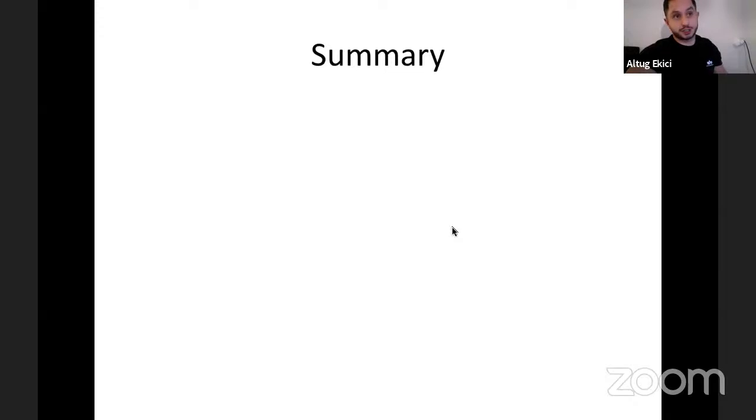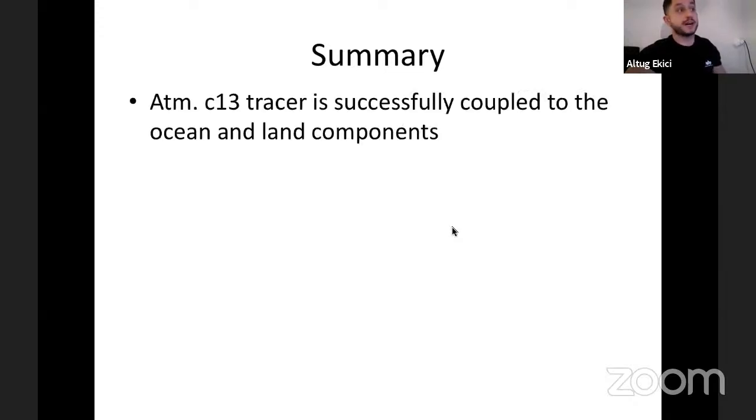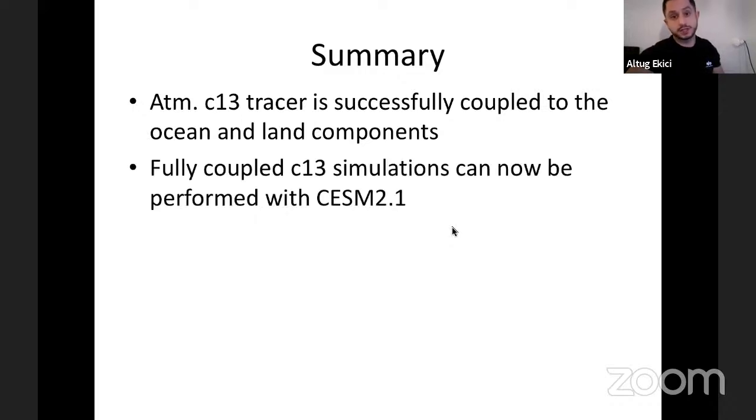Here I finish the presentation. I don't want to take too much of your time. What we wanted to say in the end is that atmospheric delta 13C is successfully coupled to the ocean and land components. And we can proudly say the fully coupled C13 simulations can now be performed with CESM 2.1. So we can now start making industrial runs or even paleoclimate runs if anybody is interested.